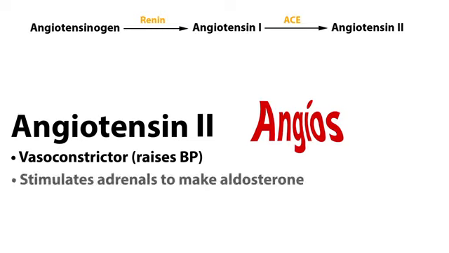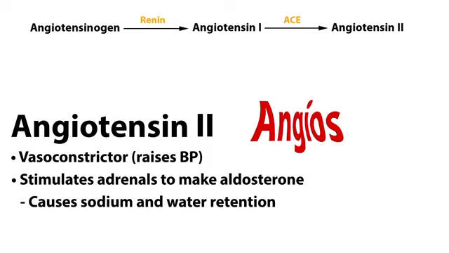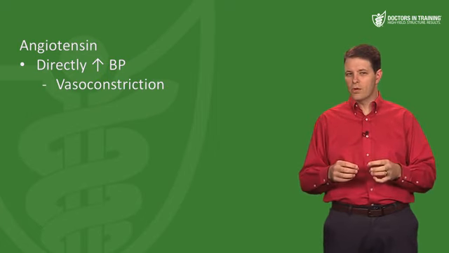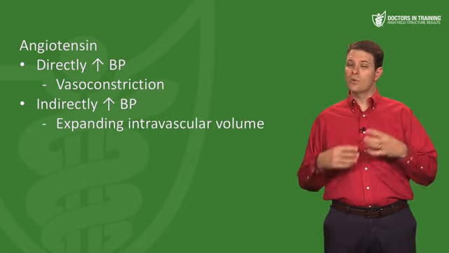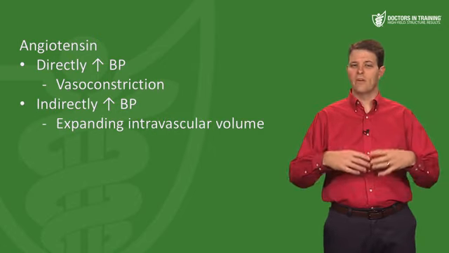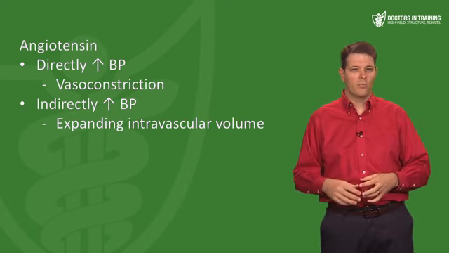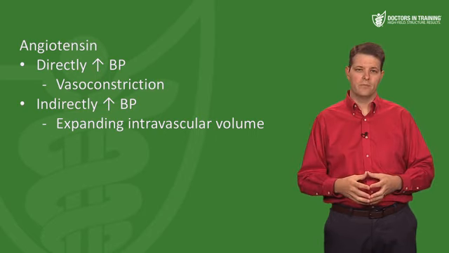Then the second important action of angiotensin 2 is that it stimulates the adrenal glands to secrete aldosterone, which comes from the adrenal cortex and the zona glomerulosa. So that's a fourth organ involved here, the adrenal gland making aldosterone. And the downstream effect of aldosterone is that it stimulates the reabsorption of sodium and water in the kidney. So angiotensin directly raises the blood pressure through vasoconstriction, and it also indirectly raises the blood pressure by expanding the intravascular volume through secretion of aldosterone and increased sodium and water retention. That's more of a long-term response to low blood pressure.